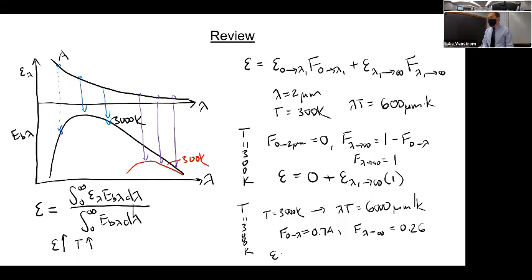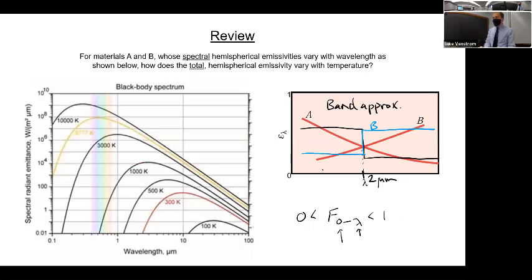So now we would calculate the total emissive power as 0.74 times whatever the value is in the first band plus 0.26 times whatever the value is in the second band. So you see, it's going to be much closer to the value in the first band because 0.74 is a bigger number than 0.26. So the total emissive power is going to be closer to whatever the value is in the first band. So now it flips because now A is bigger and B is lower.